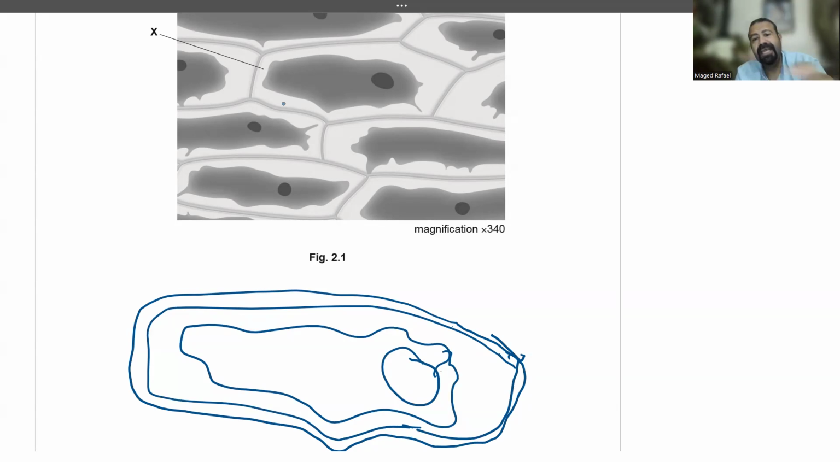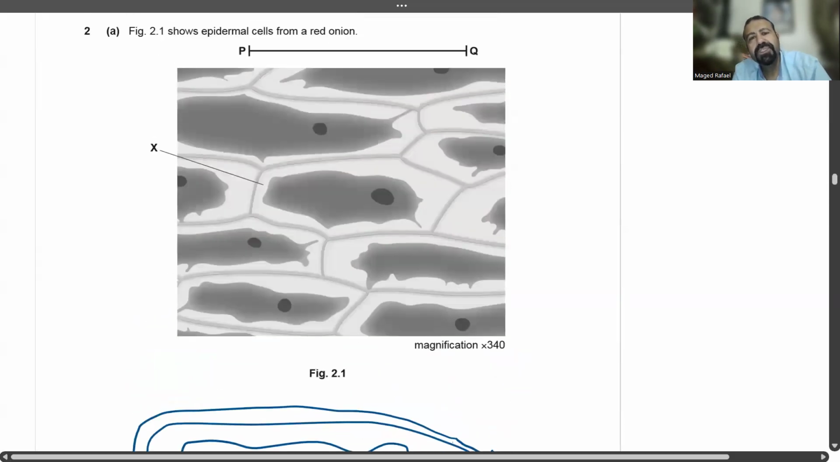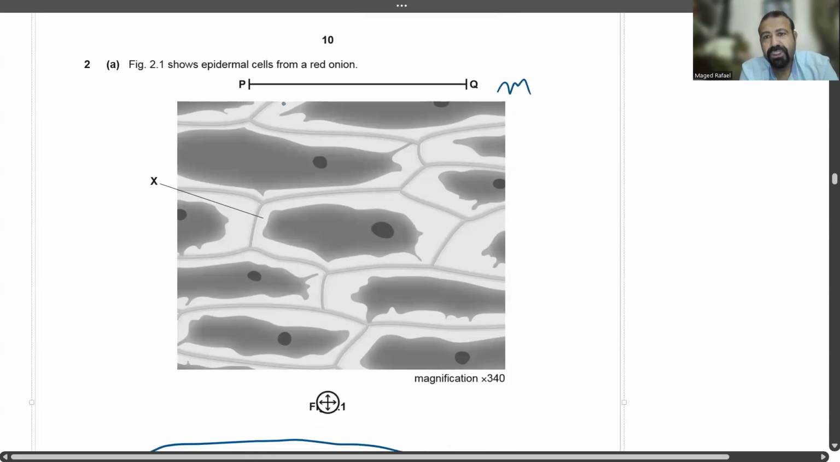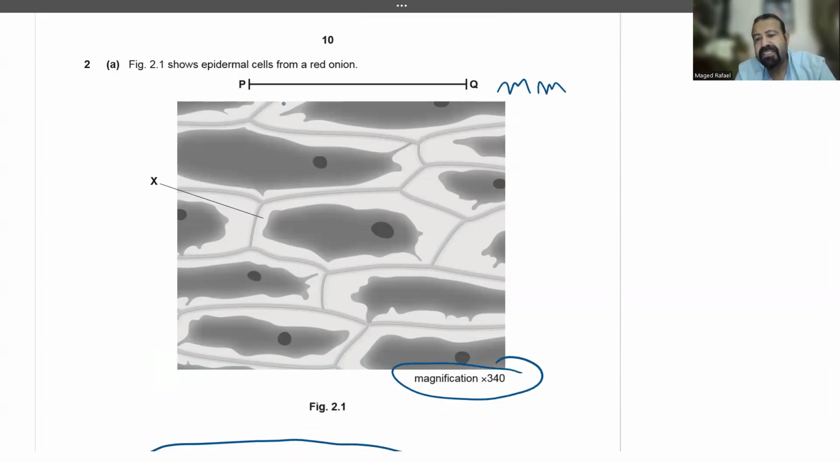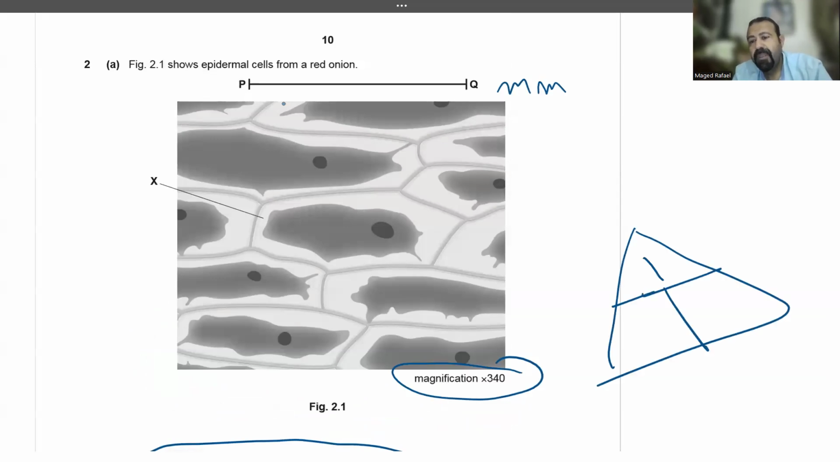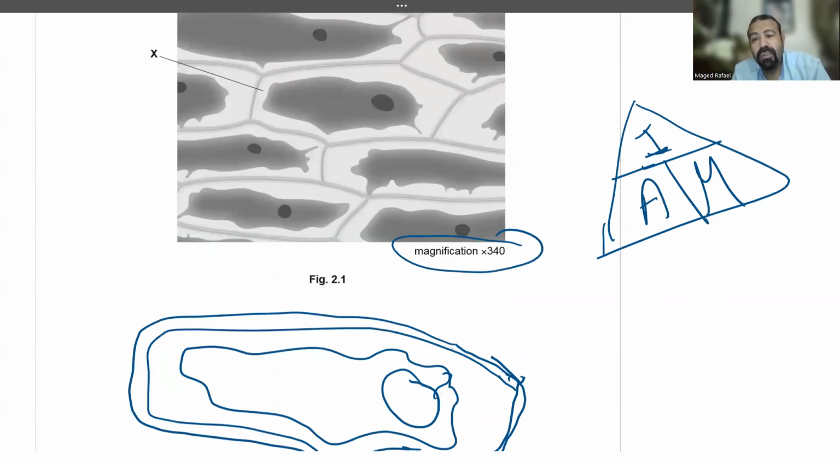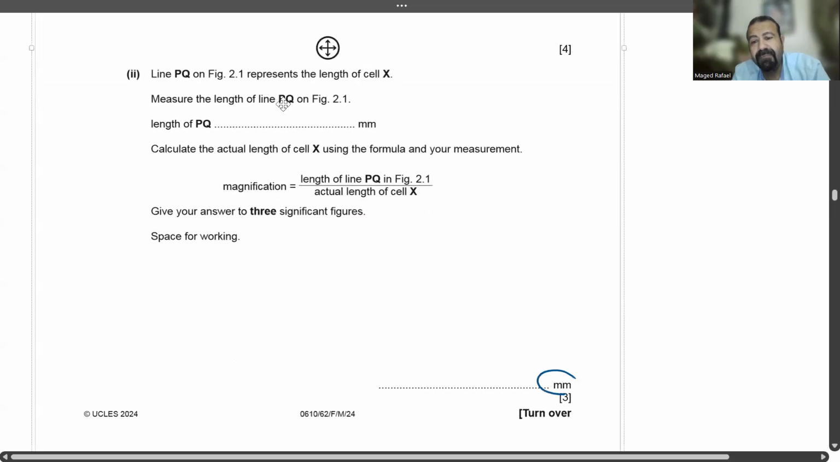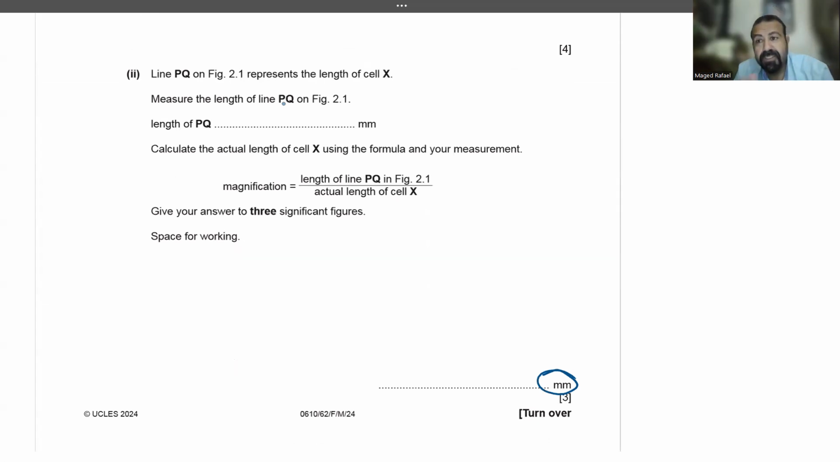Okay. This is cell X, and he's asking you for the next question to measure PQ, and you should measure it in millimeter, and the magnification is here, asking you to calculate the actual length. How could we calculate the actual? Using the IAM formula, image size divided by magnification, and the units provided is in millimeter. So I will not convert the units. I will measure in millimeter, substitute, get the reading, but the most important thing is that your answer should be in 3 significant figures. Please don't forget to read the question to the end.